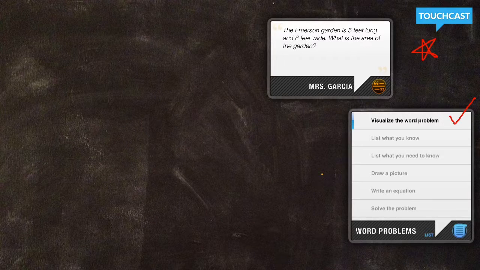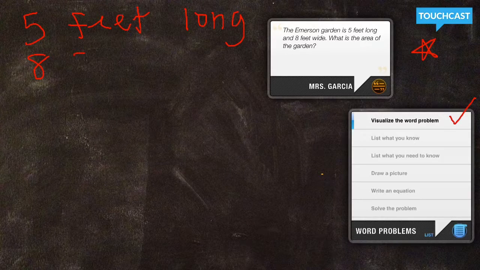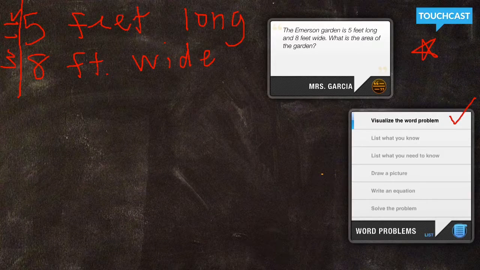So what I know is that the garden is 5 feet long and 8 feet wide. And actually for feet, I'm just going to use this common abbreviation FT. So that's my WIK, what I know. All right, and what I need to know is what is the area of the garden. And I'm just going to put that as my WINK, what I need to know. So I'm just thinking of that in the back of my mind.